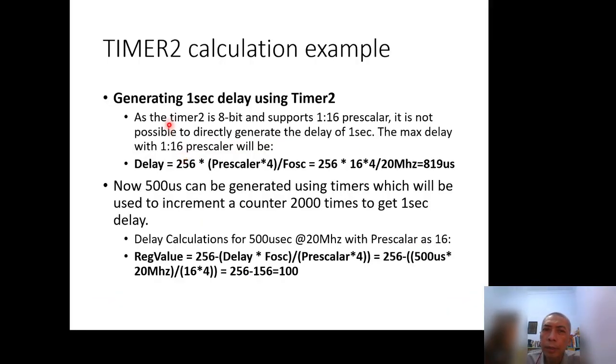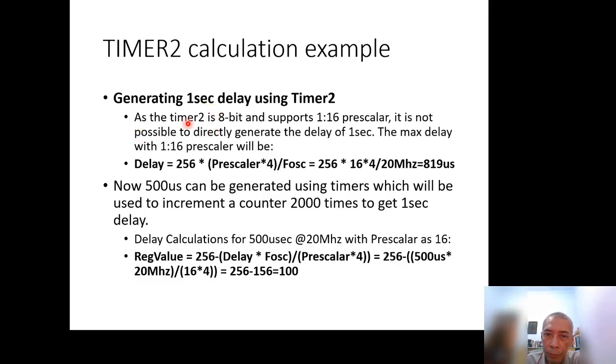So what we have here is an example of the timer 2 calculation. What about generating 1 second? 1 second. Okay, 1 second delay, not 1 millisecond, not 10 millisecond, not 100, but 1000 millisecond or 1 second delay using timer 2.